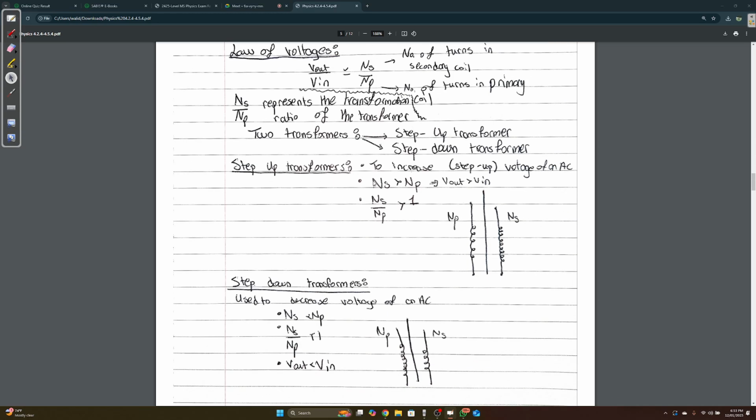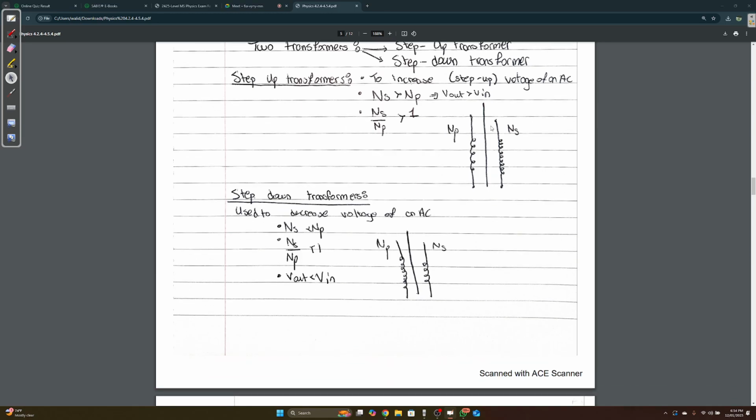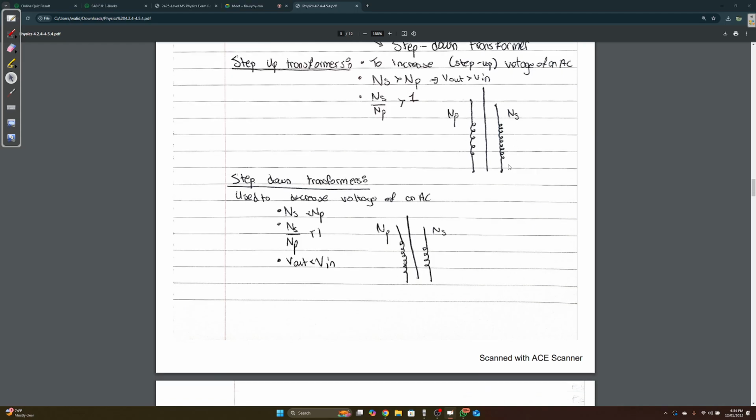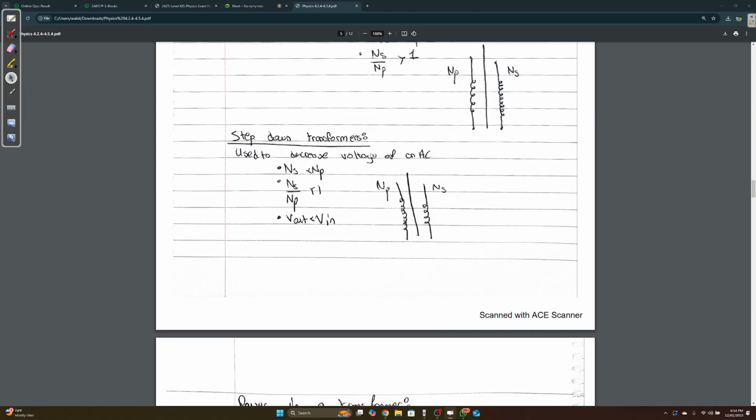You have two types of transformers: step up and step down. For step-up transformers, you increase the voltage. That means the number of turns in the secondary coil is greater than the number of turns in the primary coil. Thus, the voltage going out is greater than the voltage going in, and the transformation ratio is greater than 1 because the secondary coil has more loops than the primary coil. This is an example over here. This is your primary, this is your secondary. You see how the secondary coil has more loops than the primary coil.